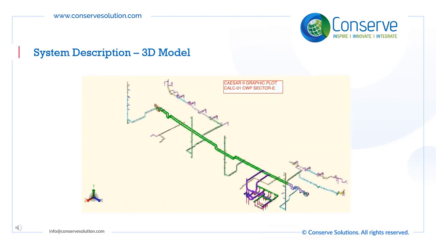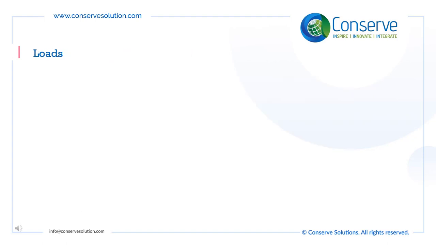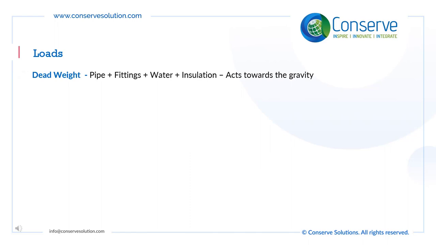This is the 3D model of the piping network, modeled in a software called CAESAR II. CAESAR II is the most popular software used for stress analysis in piping systems. Now, let us look at the loads acting on the piping network. The first type of load is the dead weight: dead weight of the pipes, fittings, valves, the working fluid, that is water, insulation, cladding, etc. The weight will be acting towards gravity.